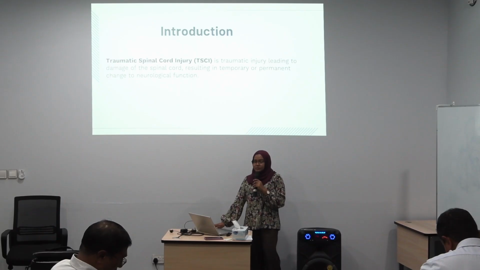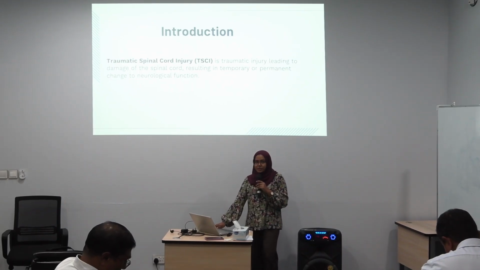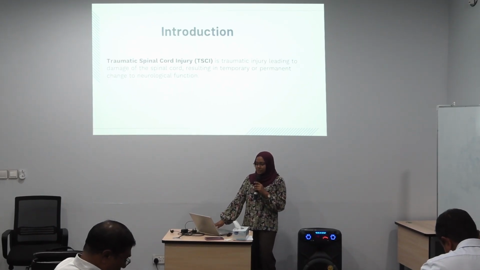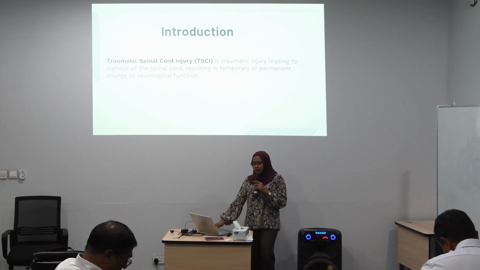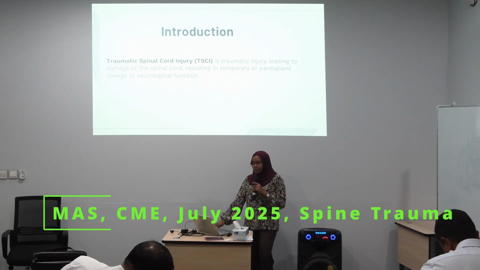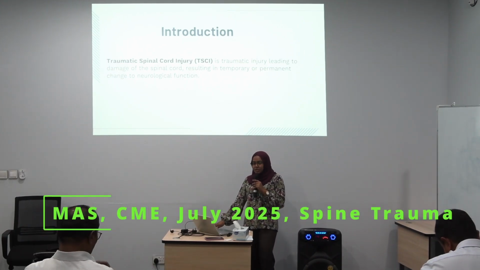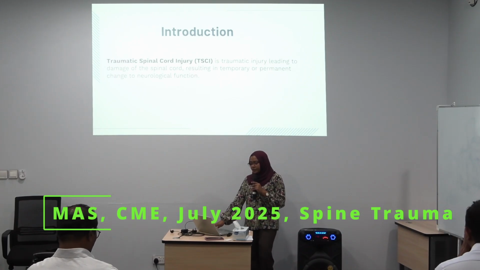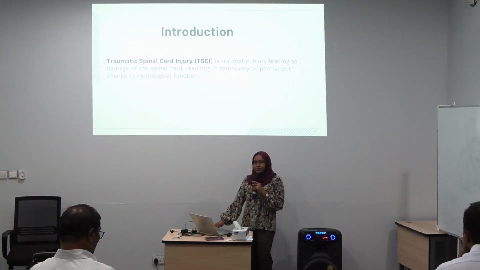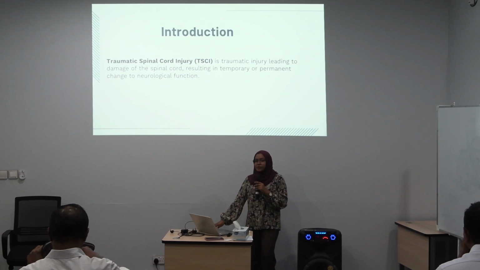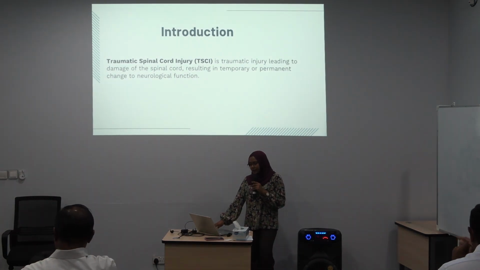Starting with an introduction to traumatic spinal cord injuries. It is a traumatic injury leading to damage of the spinal cord, which results in temporary or permanent change to neurological function. It happens because of blunt physical force during trauma, damaging the anatomical structures of the spinal cord.